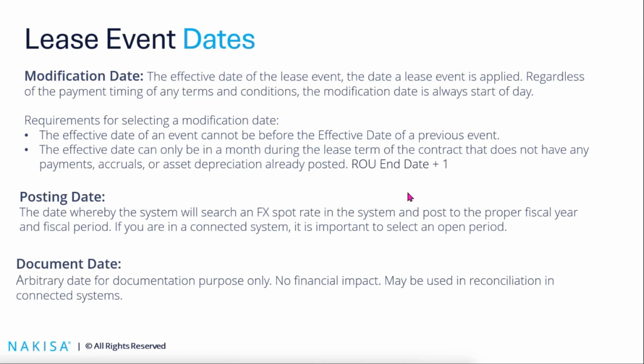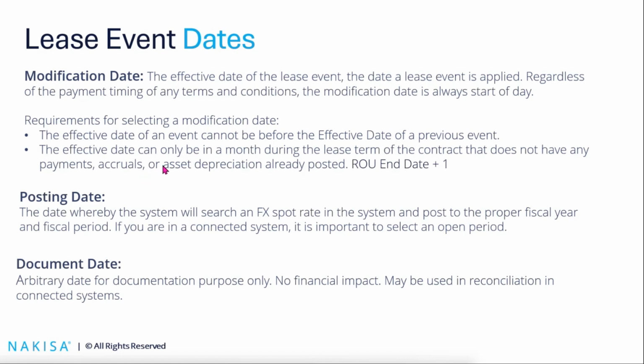So when a user clicks on the icon for the event, they are requested to input the modification date right away. Keep in mind when you're inputting the date, the effective date of an event cannot be before the effective date of a previous event. So it is pretty much the same as what you have in any other version. It's always the same.